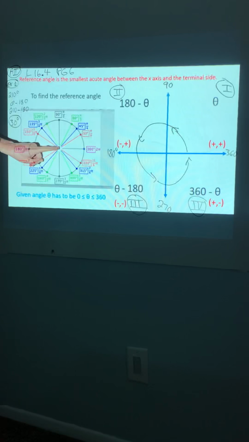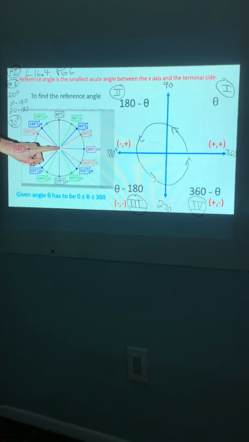All right, so let's say I do a 300 degree angle. You know exactly where 300 is going to fall. I'm going to put my initial side here. Look, I'm going to spin 270, and 300 will be somewhere in here. If it's in quadrant 4, you're going to grab this formula right here and go 360 minus 300, and the winning answer is 60 degrees as the reference angle.